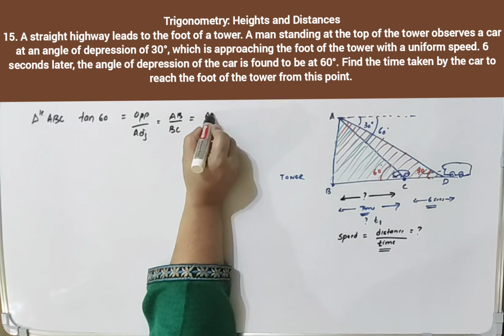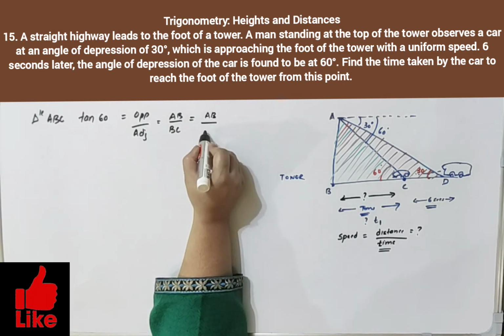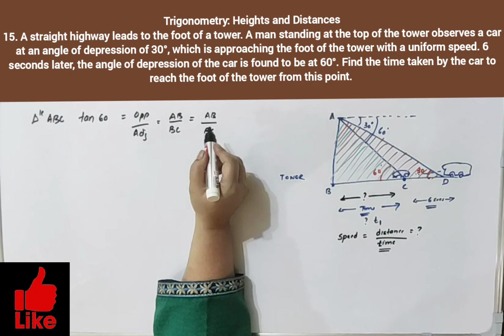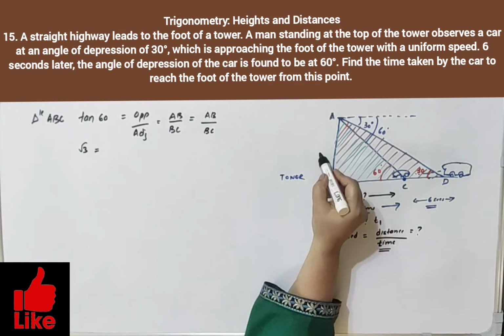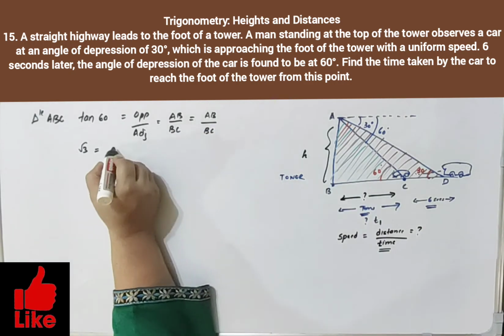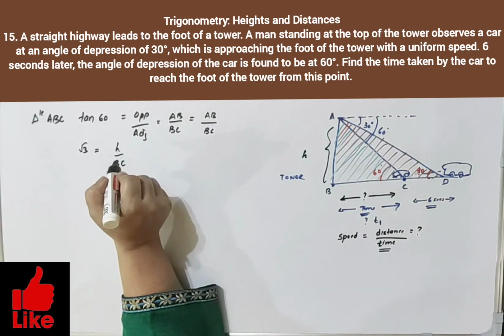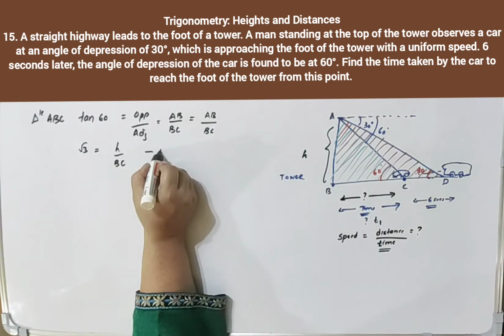AB we don't know, and BC also we don't know. So tan 60 is √3. We'll say AB is H. So we'll call this H by BC. Let's call this equation 1.